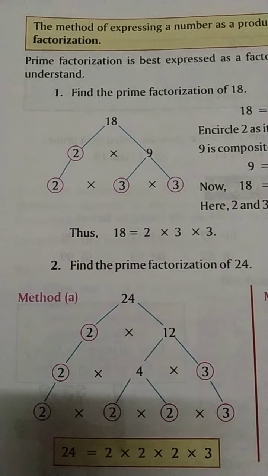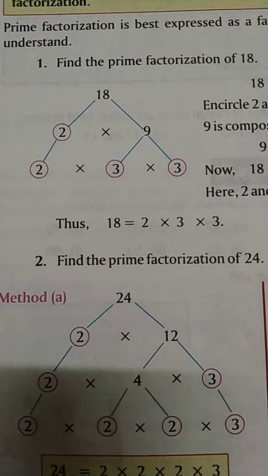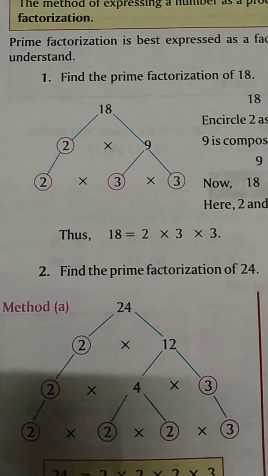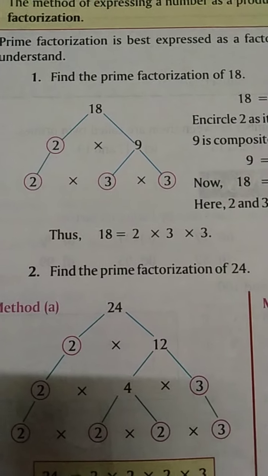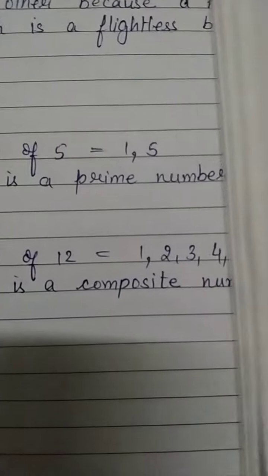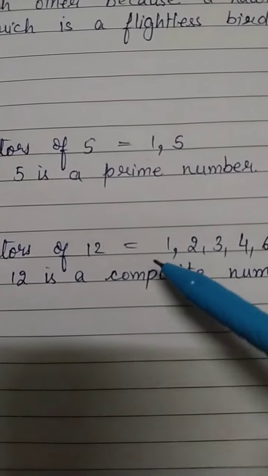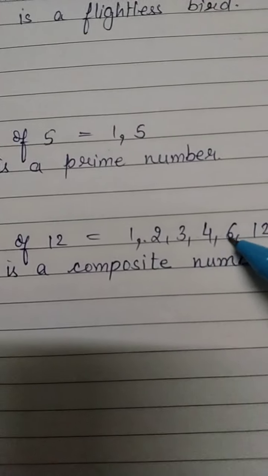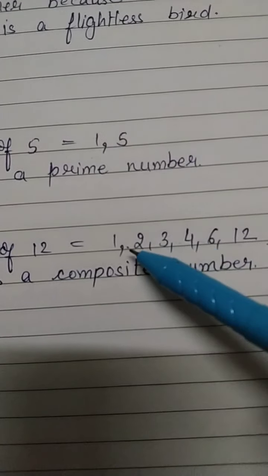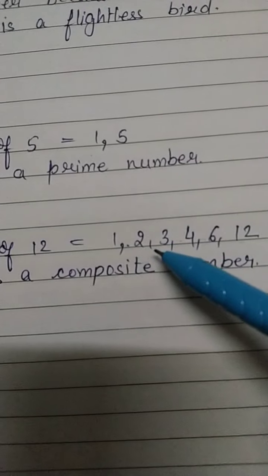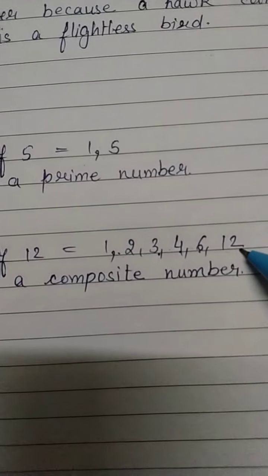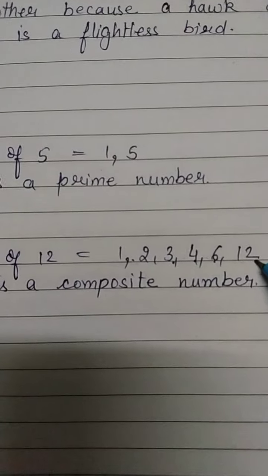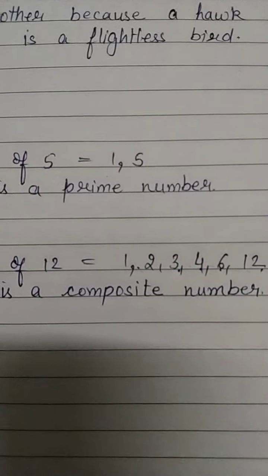Now kids, let us understand how to find prime factors of any number. Prime factors means when we find only the prime factors. Like here in activity number 4, if I talk about 12, we have written factors of 12. But here there are prime numbers also like 2 and 3, and there are composite numbers also like 4, 6 and 12. But now we will understand how to find only the prime factors of a given number.